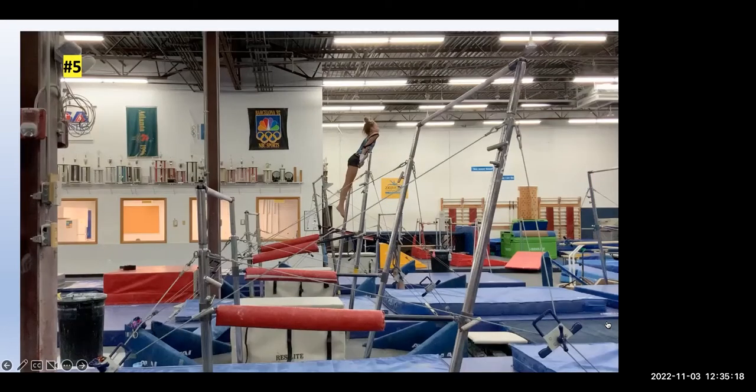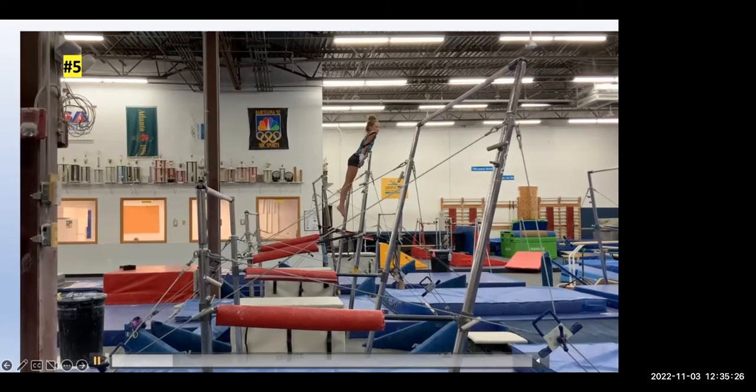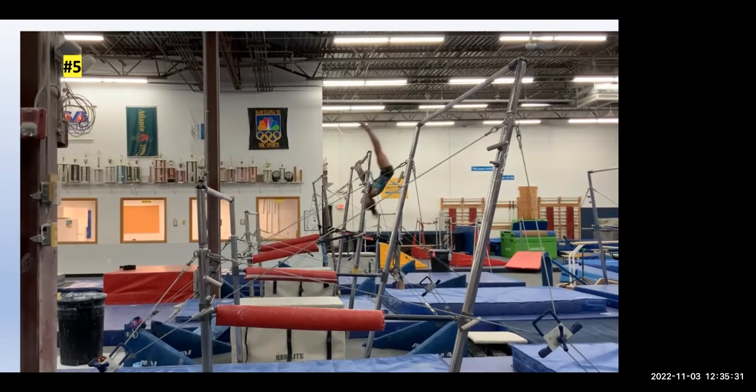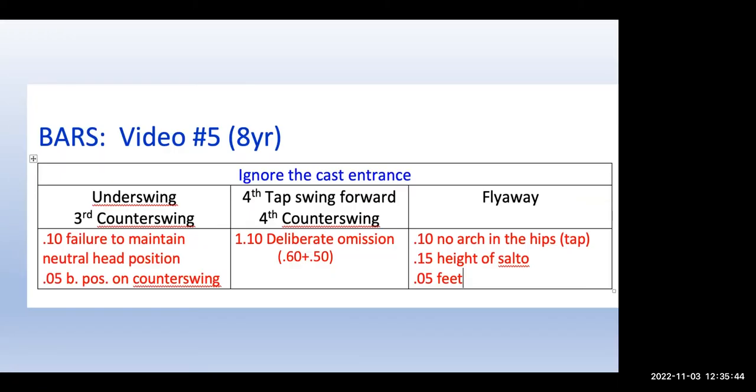All right, number 5 on the 8-year-old side. She starts on the high bar and does the ending sequence. They are allowed to land on their feet and fall backwards out of the dismount. So here's what she did. We're looking at the underswing, the 4th tap swing, and the flyaway. So she had to do a counter swing, tap swing, counter swing, tap swing, dismount.